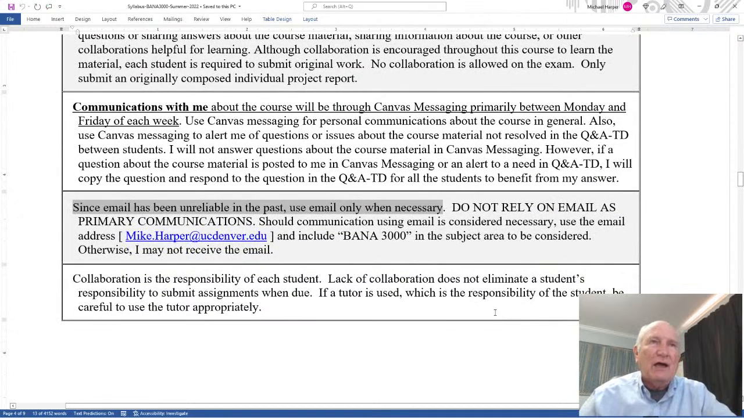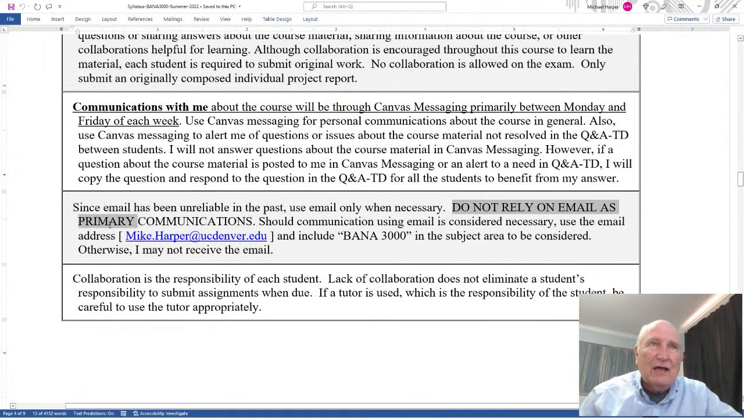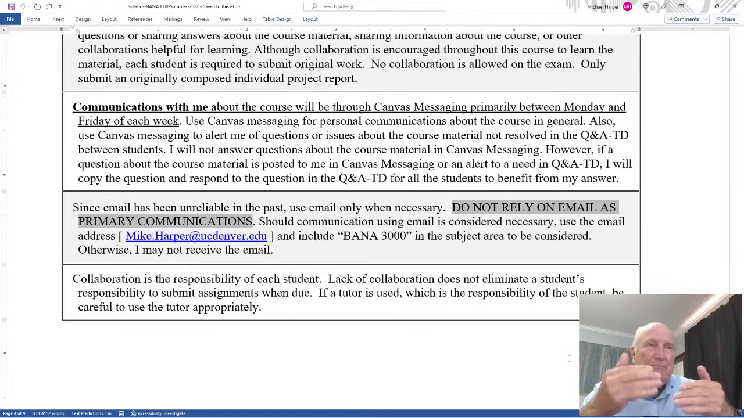Now, what do I mean by unreliable? It can go to spam. It may not even come to me. And as a matter of fact, there is more than one Michael Harper or more than one Mike Harper at the university. Sometimes you'll send it to me, and it'll go to another person. It's very unreliable. Okay, so do not rely on email as primary communications. If you email me and I don't respond to you, very likely I haven't gotten it. It went to spam, or maybe I've overlooked it because I get hundreds of messages a week.